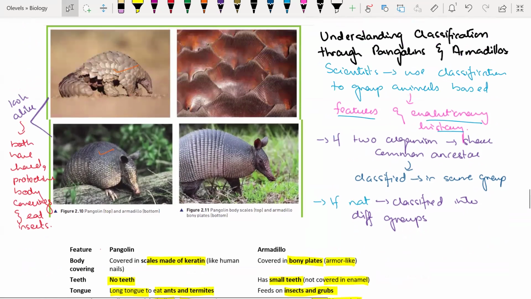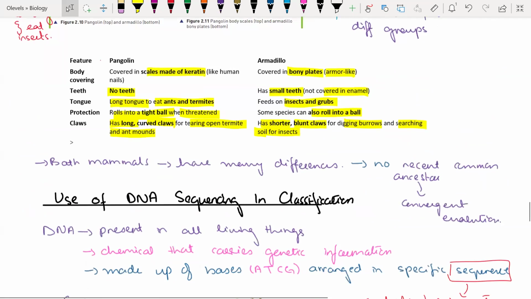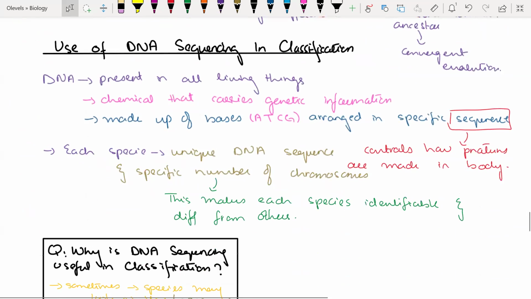So that is how they are similar in appearance, but they do not share a common ancestor. That is what is of importance over here. Then we have to see how scientists use DNA sequencing in classification. We know that DNA is present in all living things, right?